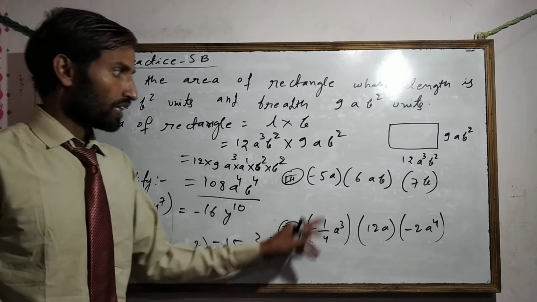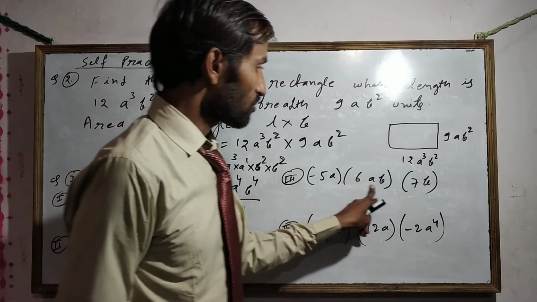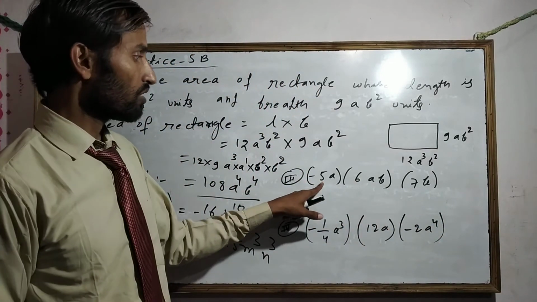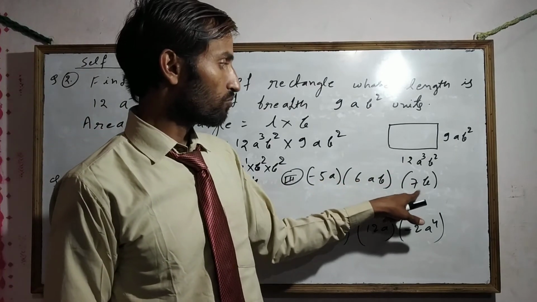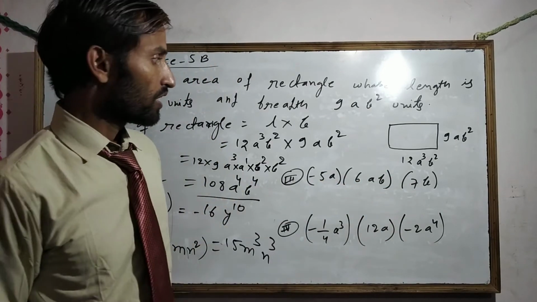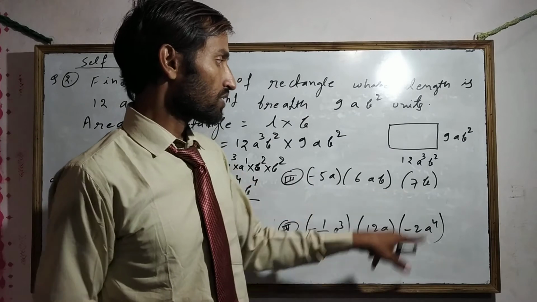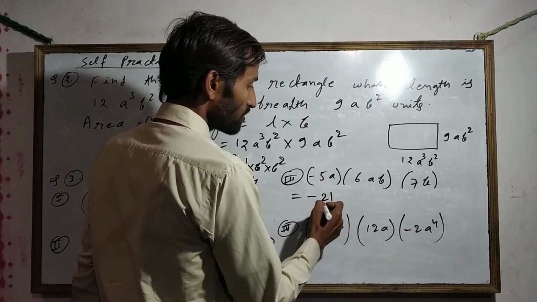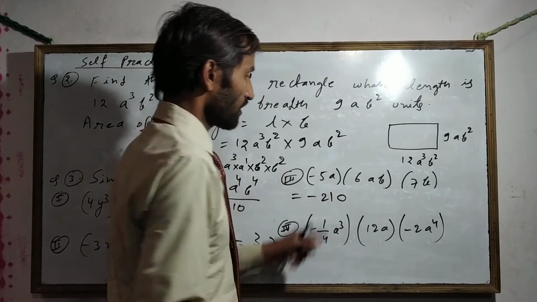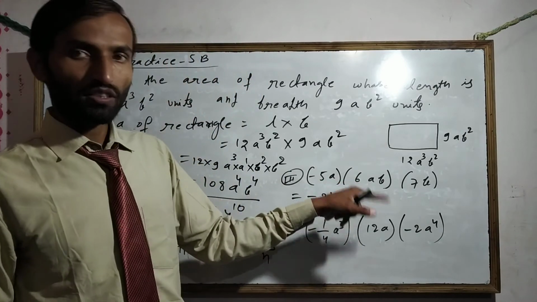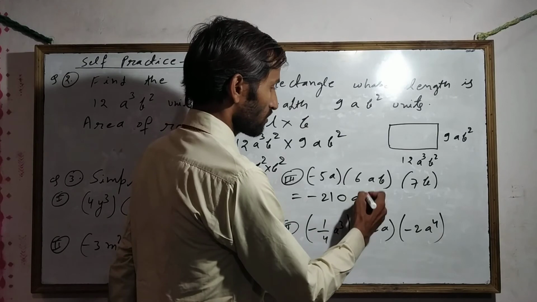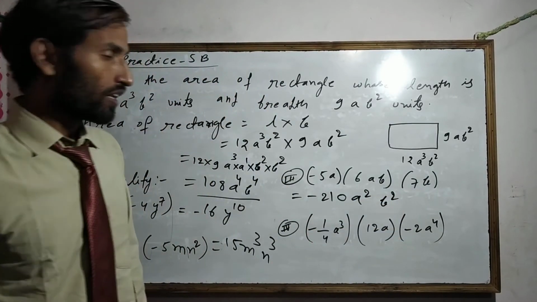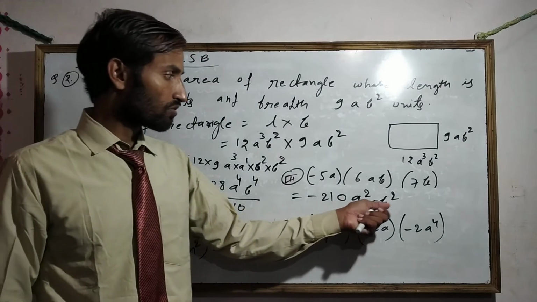Next one, here 3 monomials are given. So we will multiply here 3 monomials. Same number to number we have to multiply, 6 and 5 and 7, all 3 multiply. 6 5s are 30. 30 7s are 210. So it will come minus 210. Then a into a, a square will come. Next b into b, b square will come. So the final answer is minus 210 a square b square.